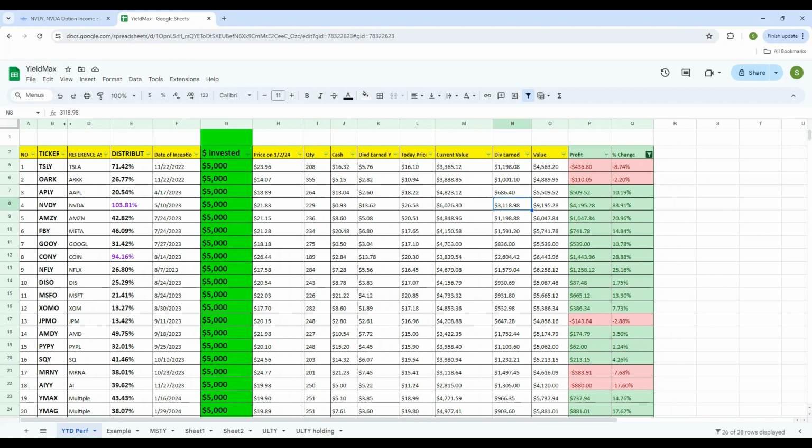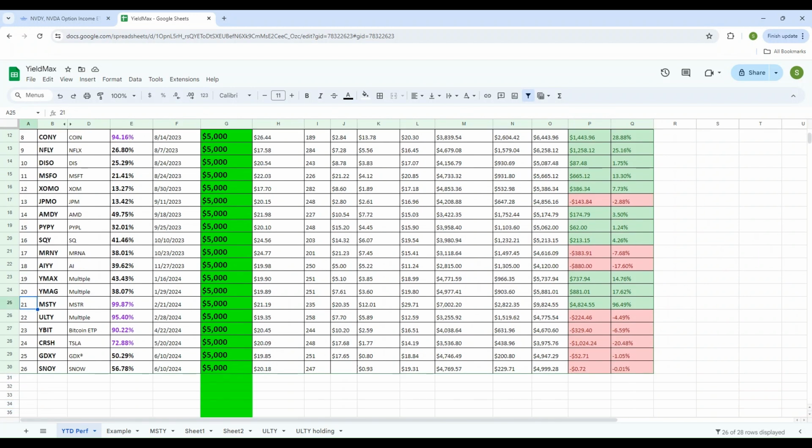And there's $3,118 you received in the form of dividends, so the total is $9,195. So that's a profit of $4,195, an 83.91% profit. For every single one of them, I did the same thing. So let's do one more. MSTY, the same thing. I did that over here.